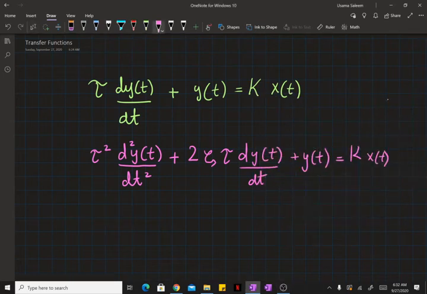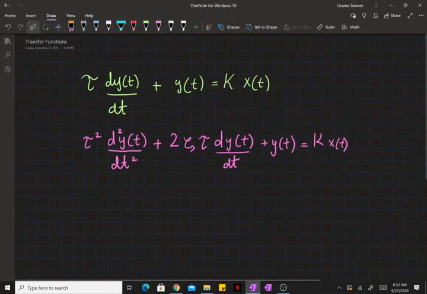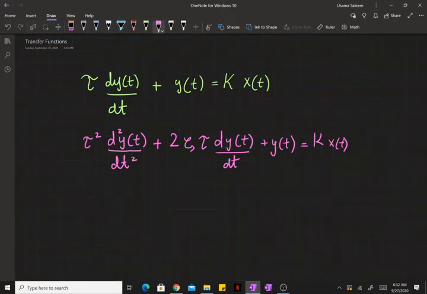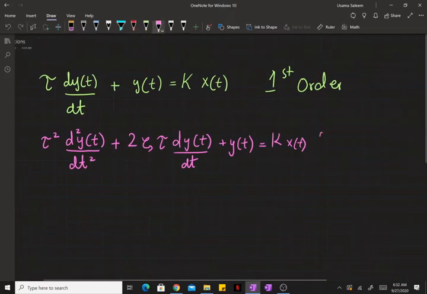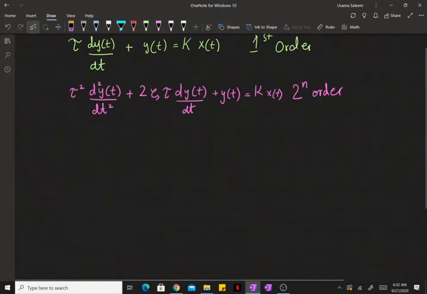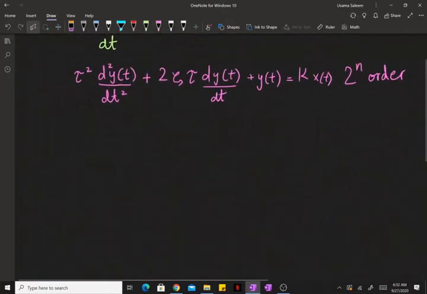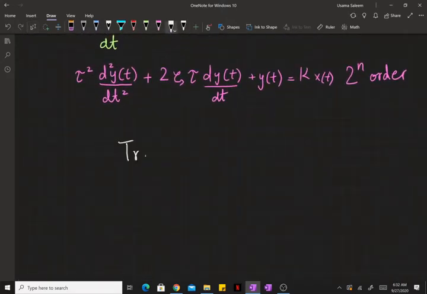Okay, welcome back everybody. In this video, we're gonna move forward our discussion of dynamic models. Now, here I have a first order model, and below that, I have a second order model. And to be specific, in this video, we're gonna look at the formulation of transfer functions.